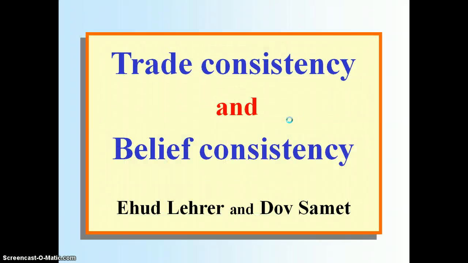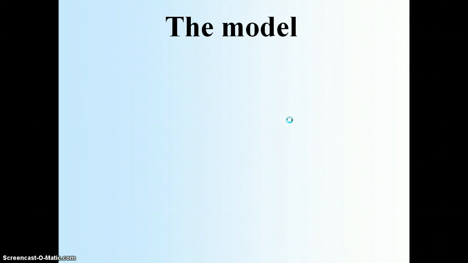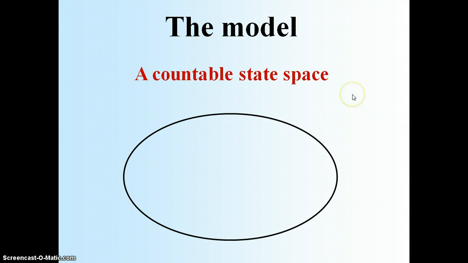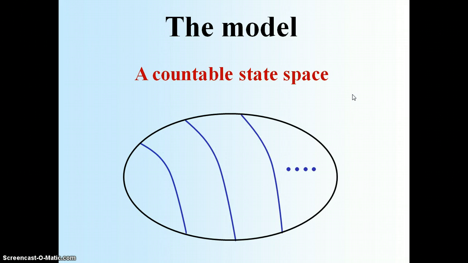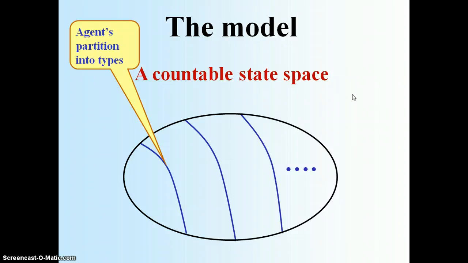Interpersonal consistency can be described in economic terms as trade consistency, or in epistemic terms as the consistency of agents' beliefs. We study the relation between these two types of consistency in the following paper. The model we are using is a simple type model where we start with a countable state space, finite or infinite, and for each agent there is a partition of the state space into the agent's types. The agent's type in the given element of the partition is a probability distribution over this element.